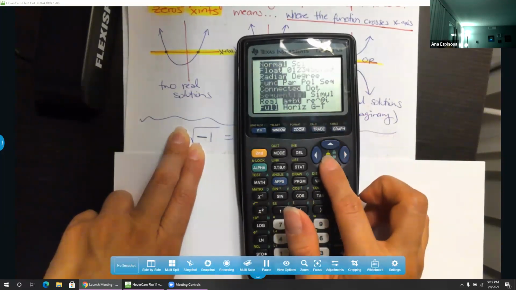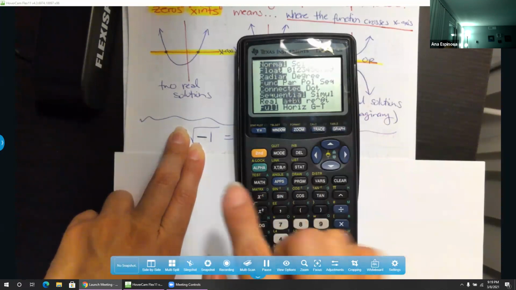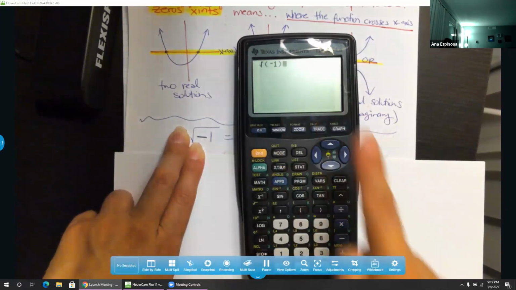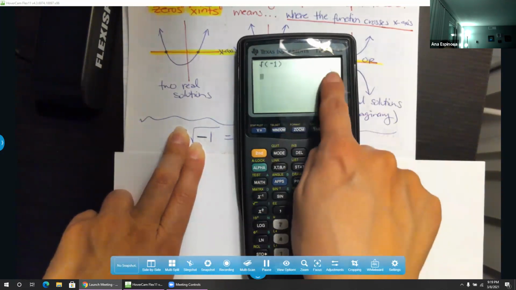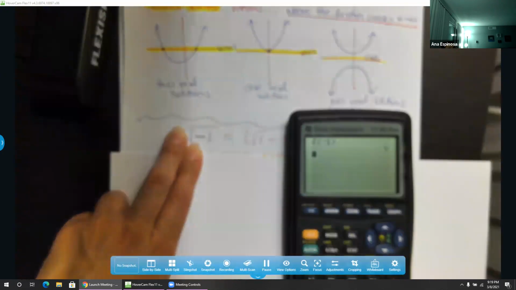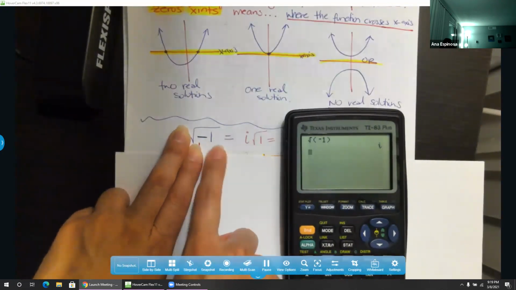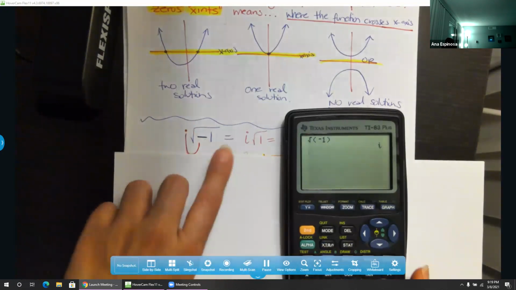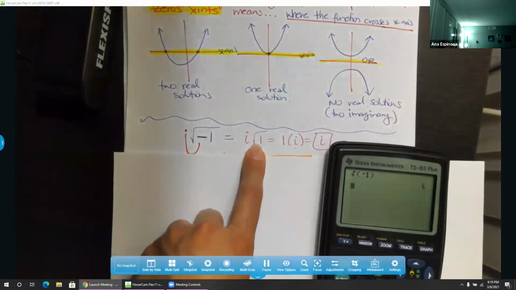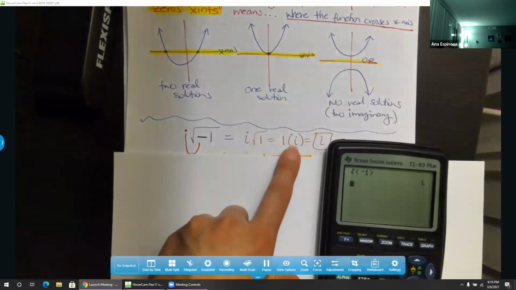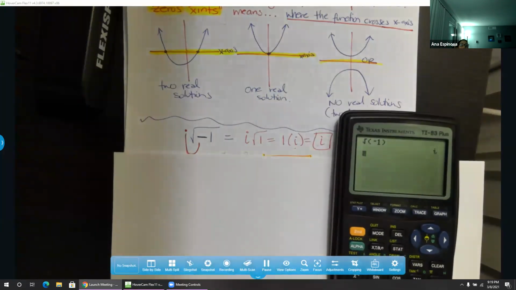See that? Okay. And then I'm going to quit second mode. Now, when I have that and I press enter, look what I get. I get the I. So anytime you have a negative under a square root, I take it out as an I. That I comes out, and then you take the square root of that number. Square root of 1 is just 1. 1 times I is I. And that's how you get that answer.